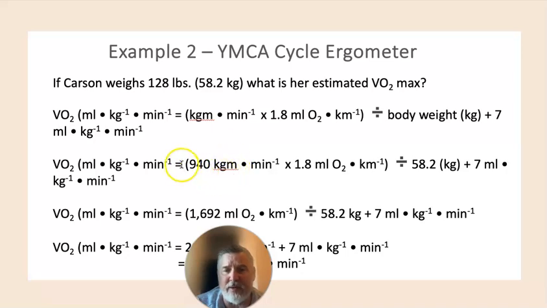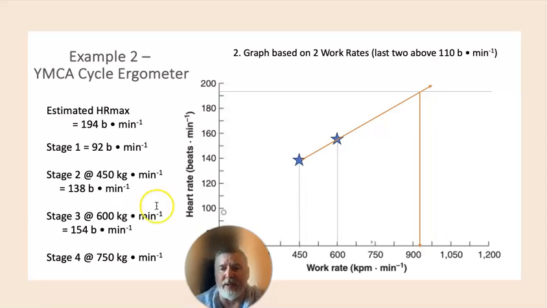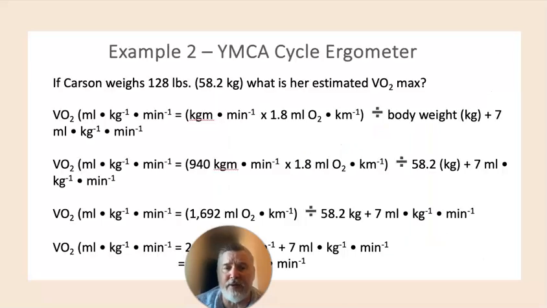Where did I get the 940 kilogram meters? Well, I got that when I extrapolated. So when I extrapolated to her age predicted heart rate max, I dropped that down to get 940. I used the 940 to plug in this formula. So 940 kilogram meters per minute times 1.8 mils of oxygen per kilogram. Then I divide by 58.2 kilograms. And then I add 7 mils per kg per minute.